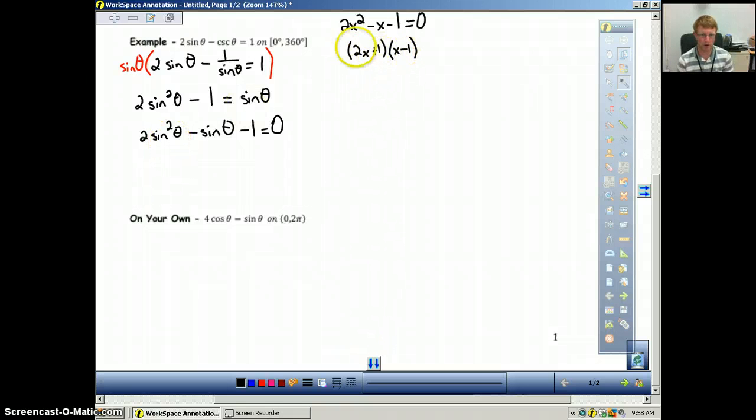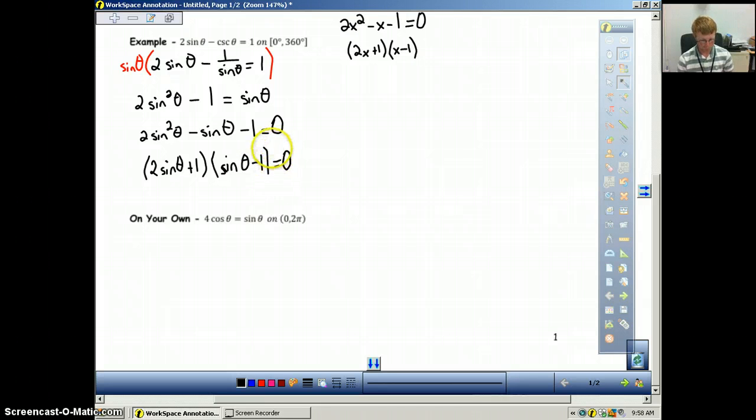If it's 2x plus 1 and x minus 1, then what's going to happen down here when we factor is it's going to be 2 sine of theta plus 1 and sine of theta minus 1 equals 0. Okay?